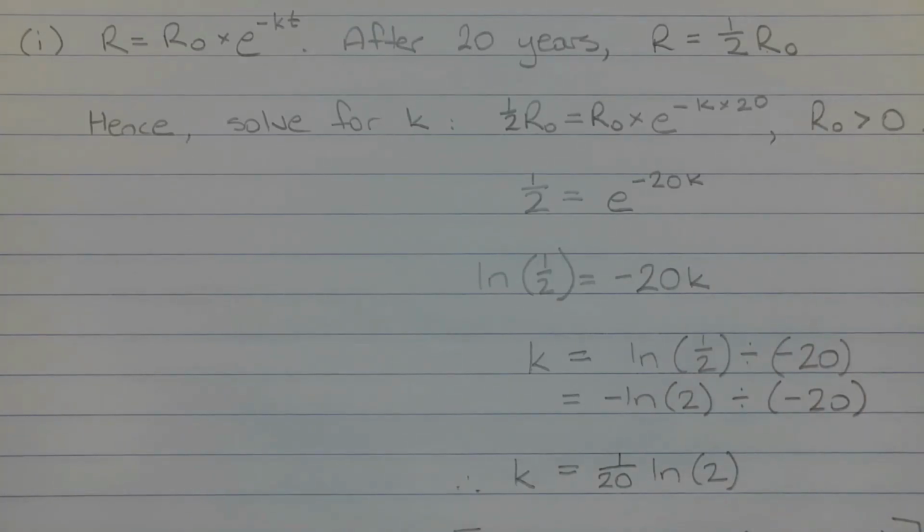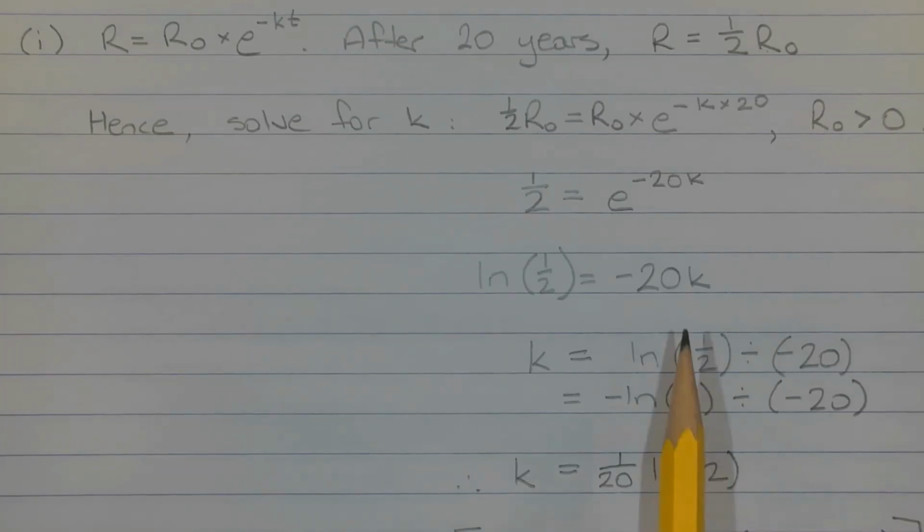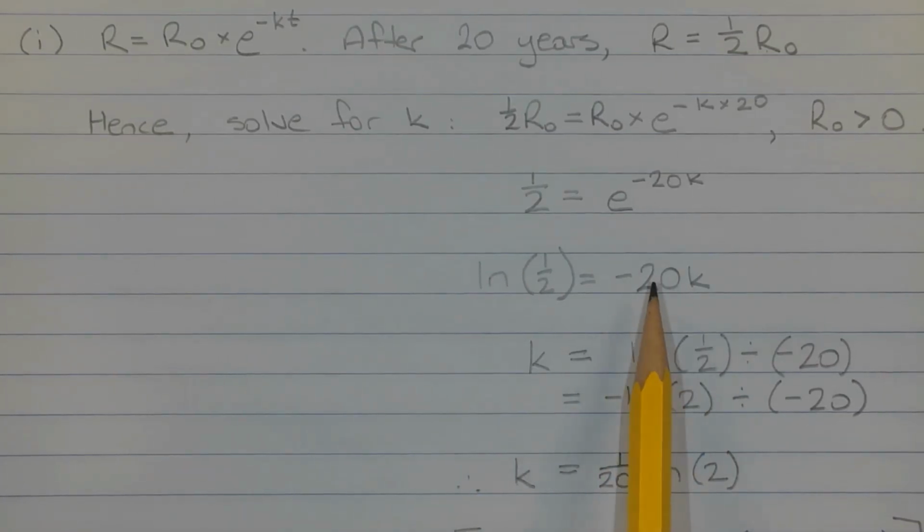In other words, it's greater than 0. So we can divide both sides of the equation by R0 to eliminate R0. So the equation simplifies to half equals e to the power of negative 20k. Taking the natural logarithm, or the log base e, of both sides of the equation, we get ln of 1 over 2 is equal to negative 20 times k. Now dividing both sides of the equation by negative 20, which is the coefficient of k, to isolate k, we get k is equal to ln of 1 over 2 divided by negative 20.